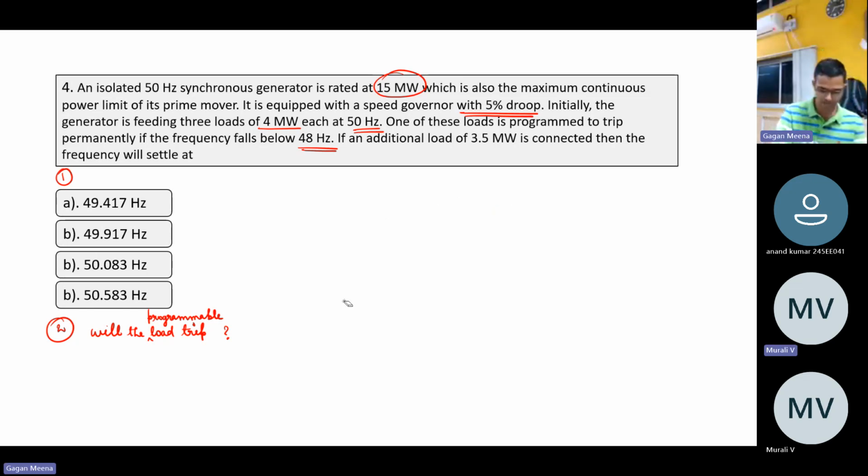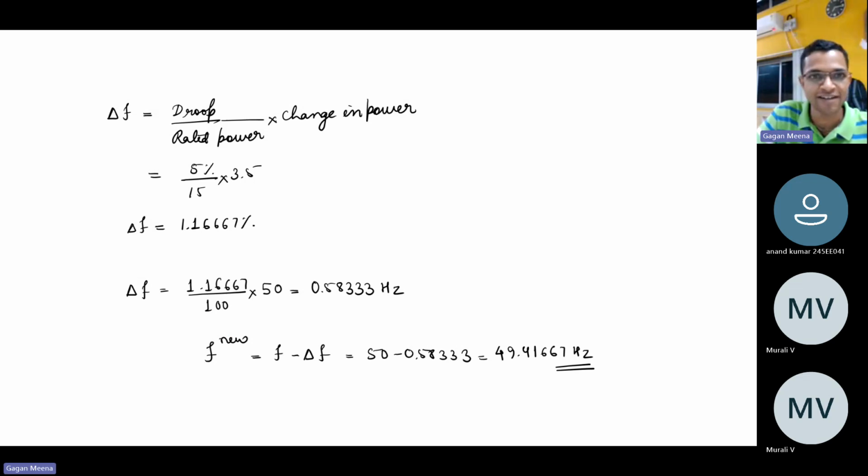So we need not consider all these things, whether the load is tripping or not, because the frequency drop is only 0.583. The load will trip only when the frequency goes below 48 hertz. But here the new frequency is 49.4. It is much above the threshold. The load need not worry. It can remain connected. Yes, you can directly calculate.